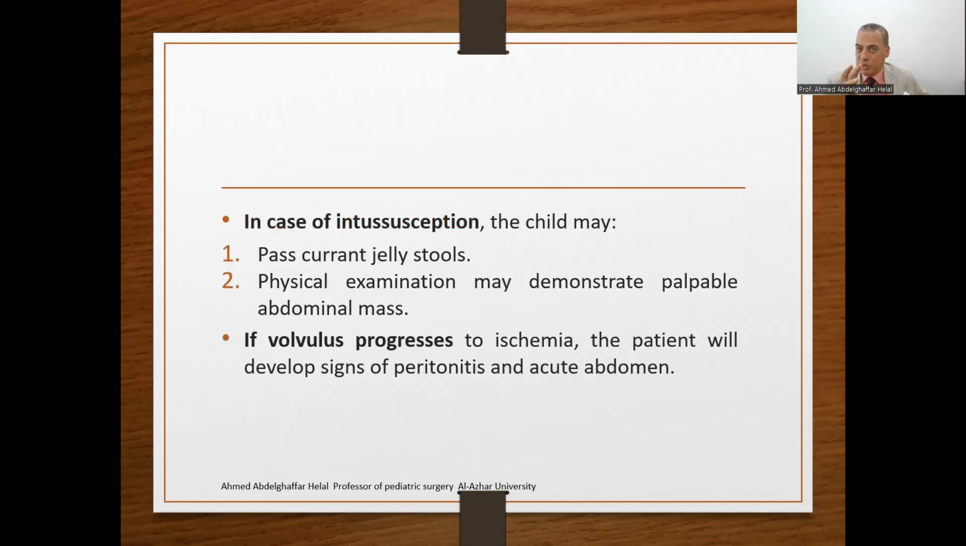In case of intussusception, if the Meckel is causing intussusception, inverted and acting as the lead point, as we discussed previously in the presentation of intussusception, plus manifestation of intestinal or bowel obstruction, the child may pass currant jelly stool. On physical examination, may demonstrate palpable abdominal mass, sausage-shaped abdominal mass. If volvulus happens and progresses to ischemia, the child will develop signs of peritonitis and may present with acute abdomen, may present with rigidity, tenderness, and extreme presentation. So this is related to the etiology of the obstruction, special presentation related to the etiology.